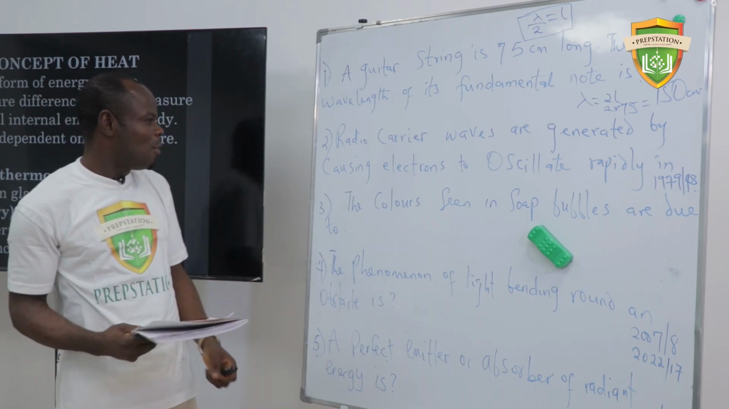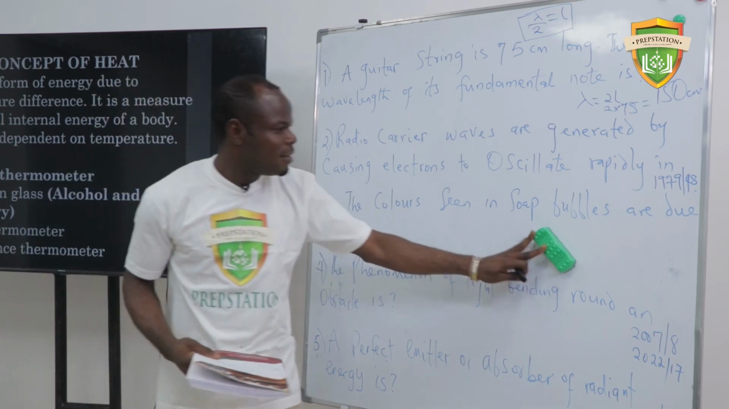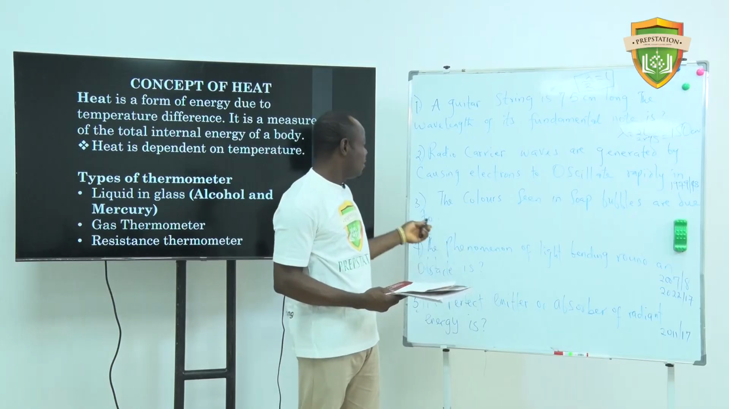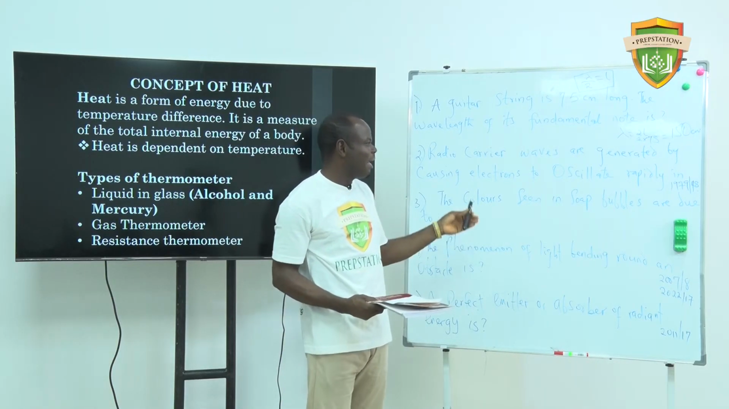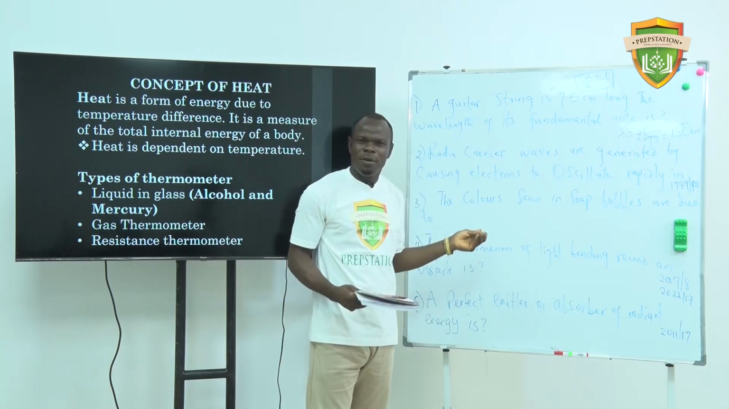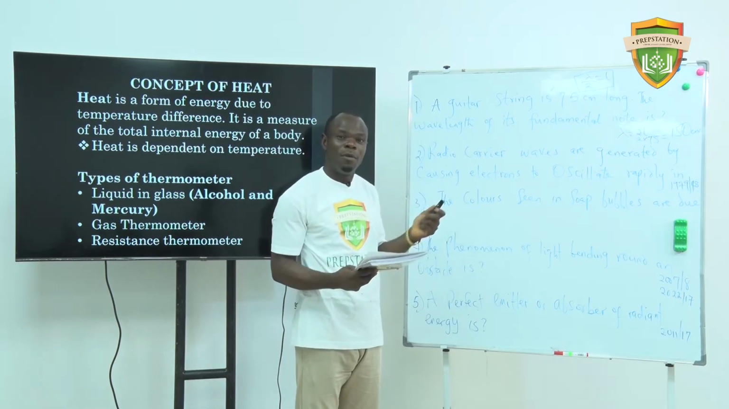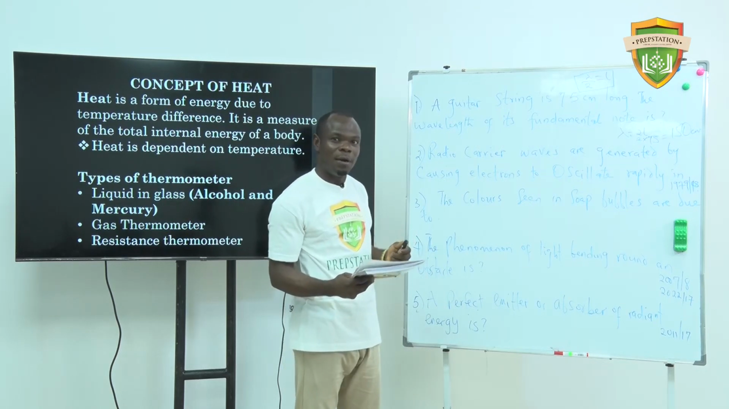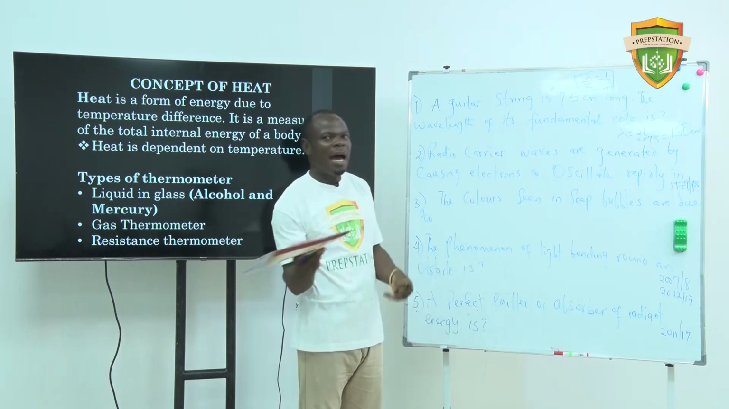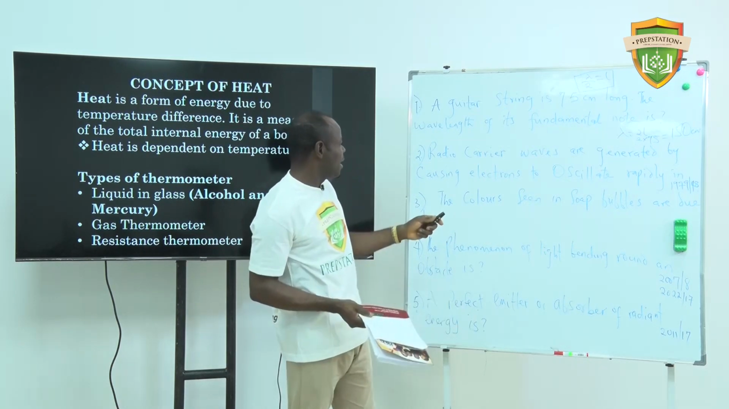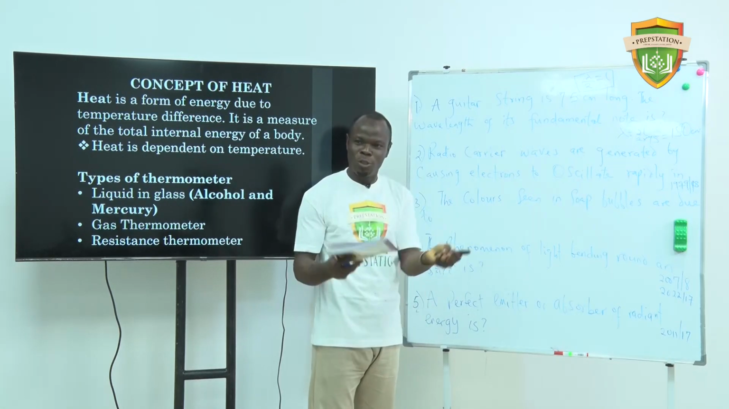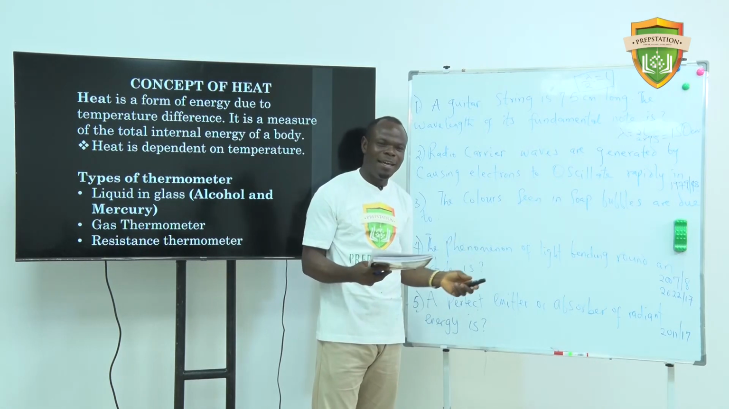Let's take number 3. It's an applied question. Like I told you, you're going to have more of applied questions. It says, the colors seen in soap bubbles are due to what? Don't forget, we have properties of waves as we have discussed before now. We have interference, diffraction, refraction, and so many of them. But which of them describes the colors that we see when there is a soap bubble? What comes to your mind?